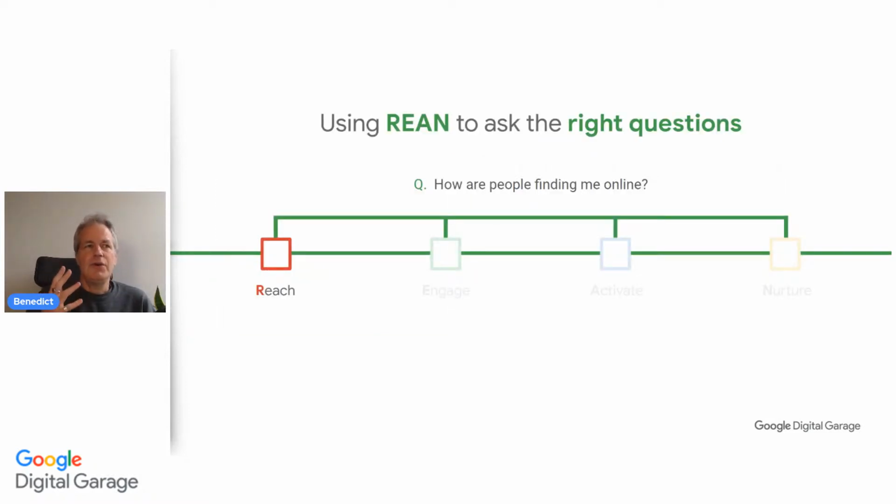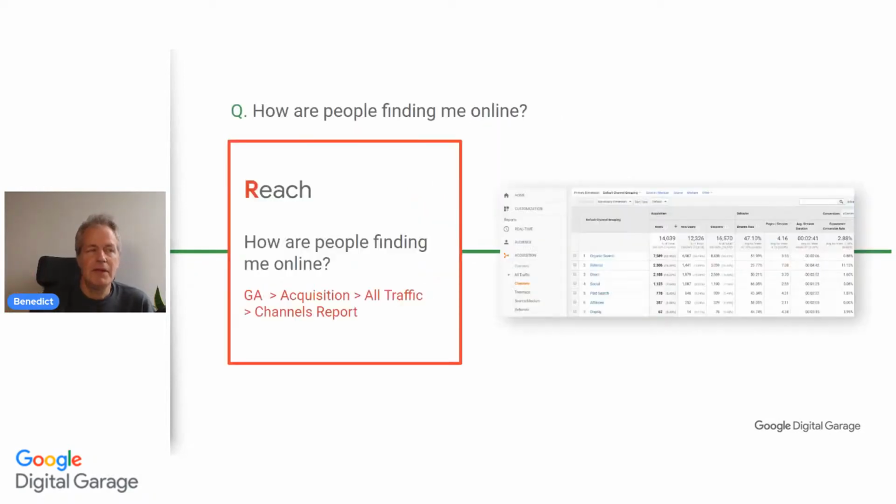Using RIAN to ask the right questions. Okay, so we're going to run through now the RIAN questions we covered earlier in the session and map this. This is where we can actually get information on Google Analytics to find the particular answers. Okay, so reach. Let's have a look at reach particularly. So how are people finding me online?